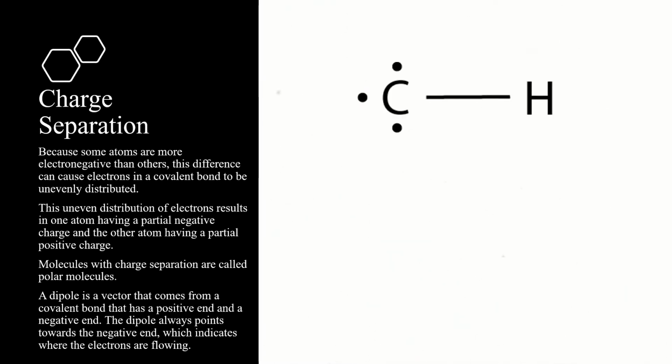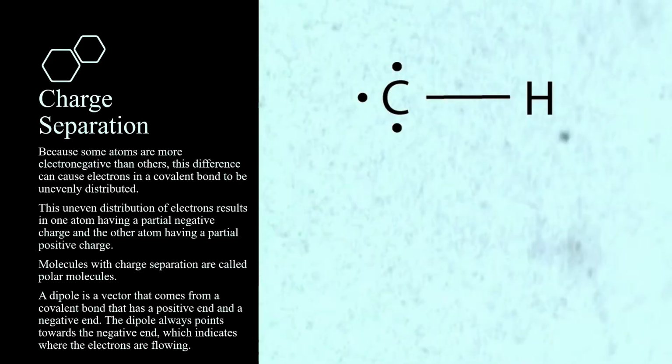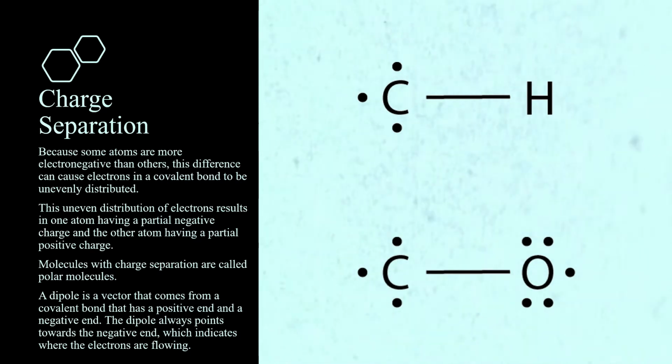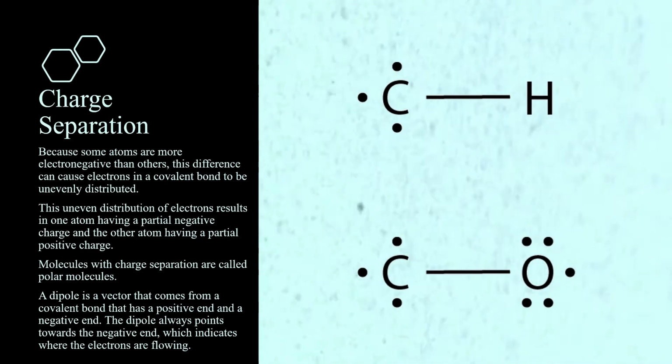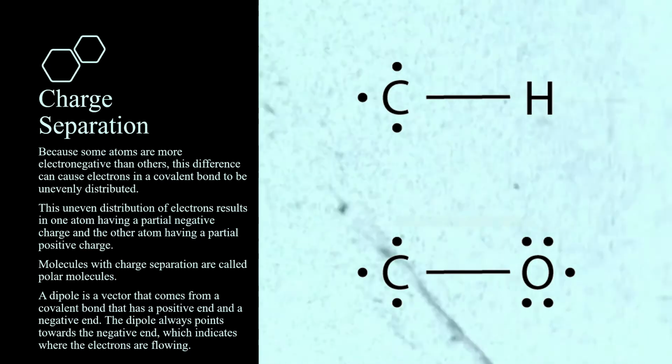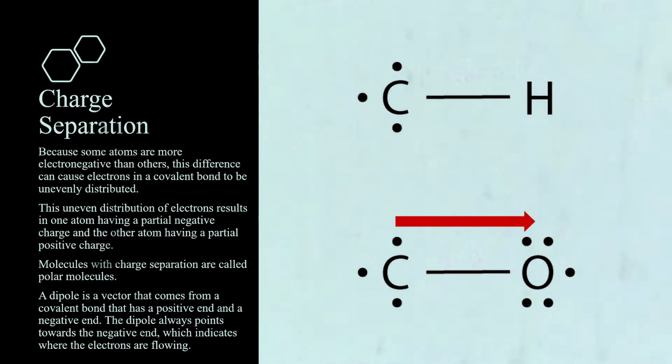Now, here we have carbon bonded to hydrogen. Because the difference in electronegativity is small, there's going to be no polarity here, so the molecule is nonpolar. Here we have carbon bonded to oxygen, and because oxygen is more electronegative, it's going to pull the electrons from the carbon towards it.